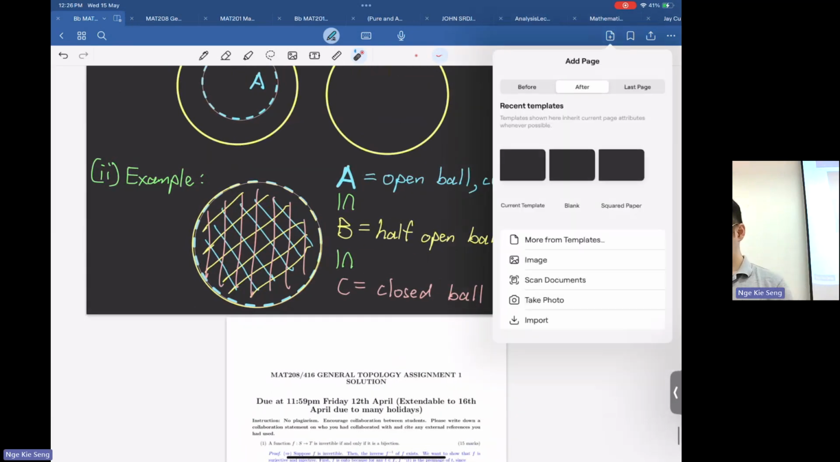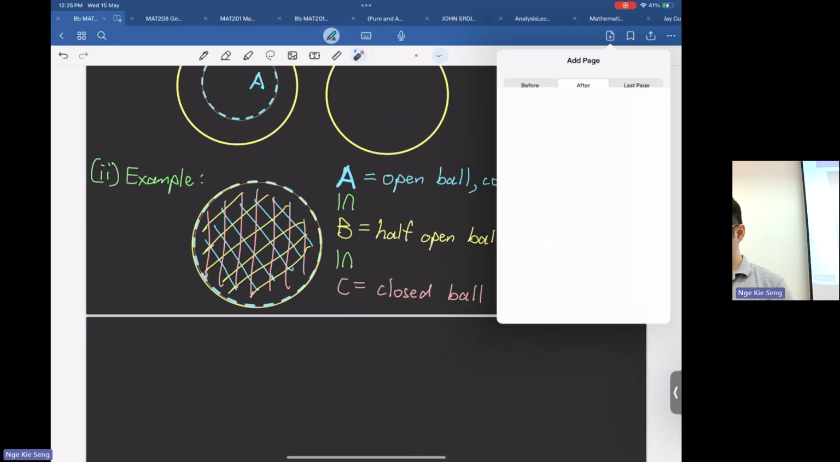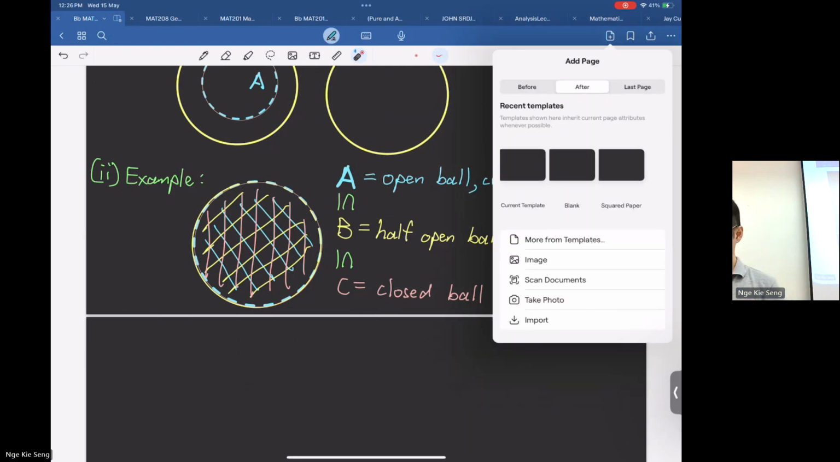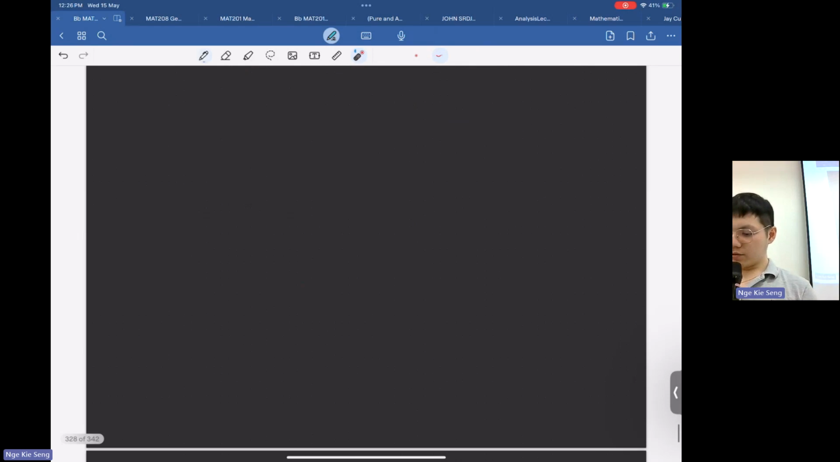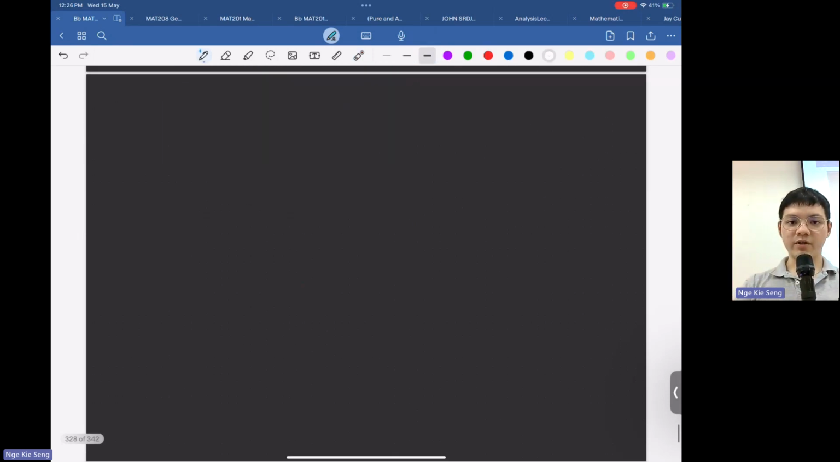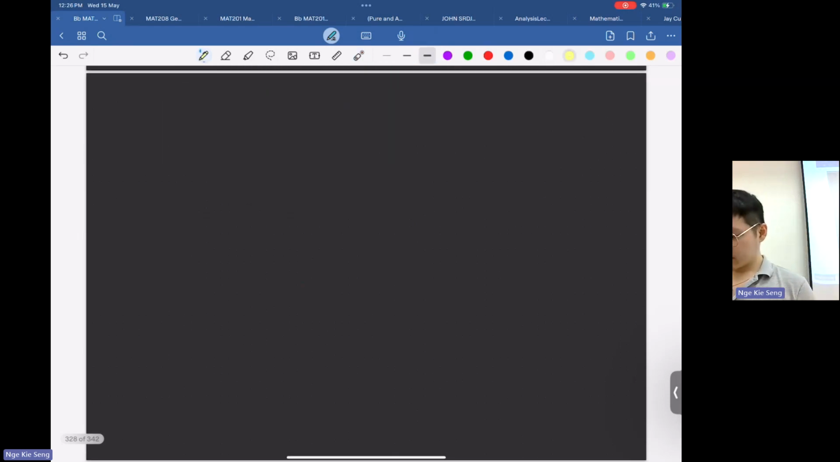Okay, so let's continue. Today we will go to a more specific topic, which is called path connected.